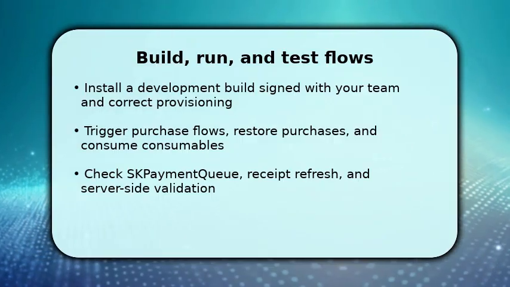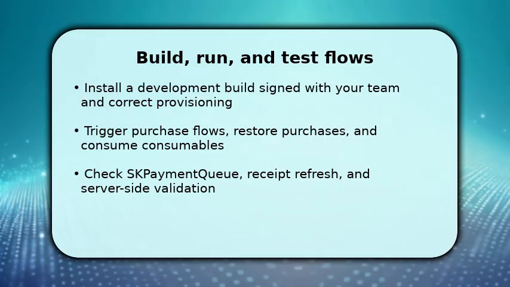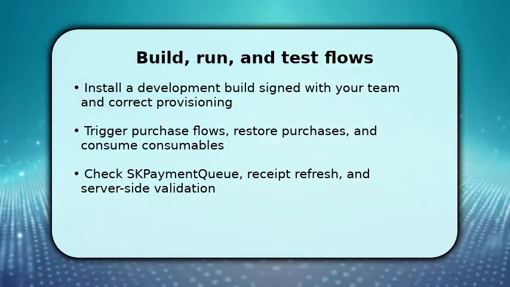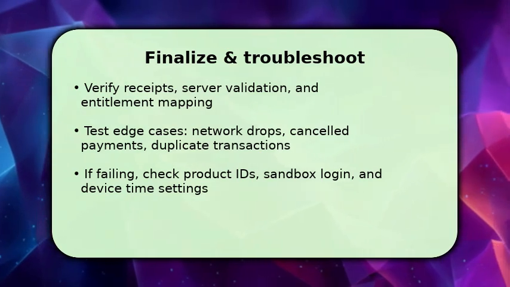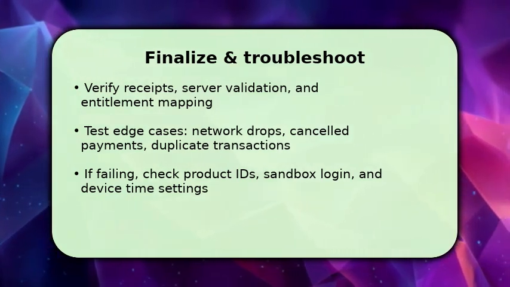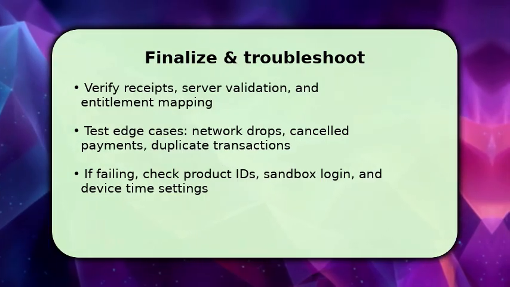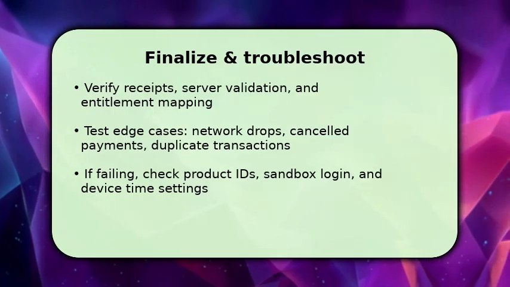Also refresh the receipt and send it to your validation endpoint. You finish by confirming entitlement grants and that server validation consistently accepts sandbox receipts. Then test edge cases like offline purchases or user cancellations. Make sure Restore Purchases returns the correct items and that your app updates UI and storage accordingly.